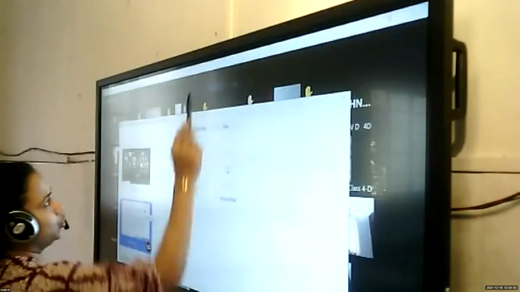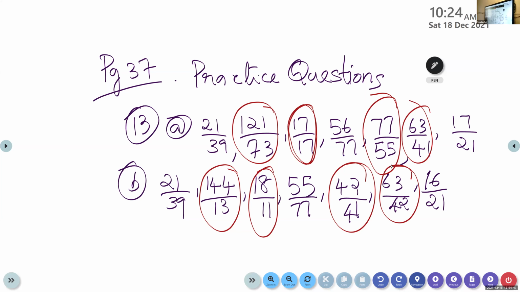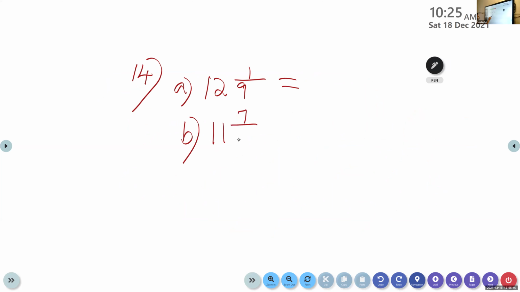So children, what we have to do to convert a mixed fraction to improper? The question is, children, question number 14. You can complete question number A and B now. Convert this 12 and 1 by 9 into an improper fraction. Then you can do question number B, 11 and 7 by 11. Convert this mixed fraction to improper. How can we do that? Tell me. Who can tell me that?